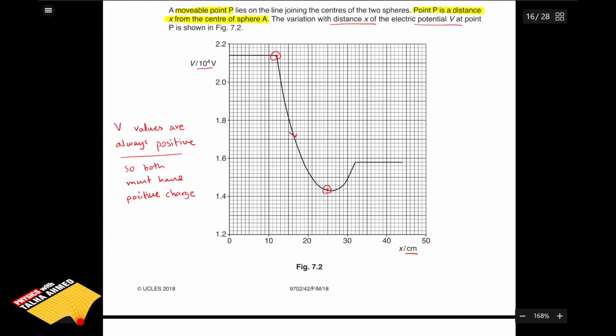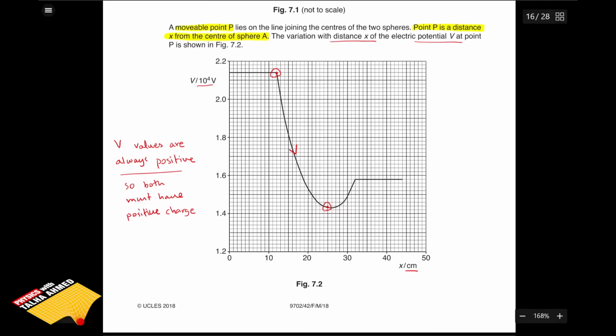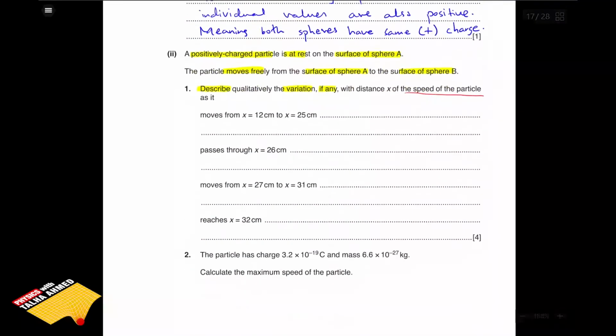So if you come back to the graph, you're going to notice that this is the graph of potential. Now, potential energy is definitely proportional to electric potential. So you can see that from the beginning of the journey, around x equals 12 centimeters, to x equals 25 centimeters, the graph is basically going down. So potential is decreasing. And since potential energy is proportional to that, we know that potential energy is also decreasing. Now, if potential energy is decreasing, then what is it converting into? Obviously, it's converting into the kinetic energy of the particle.